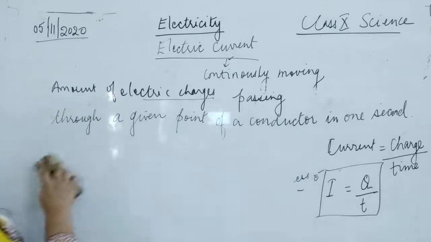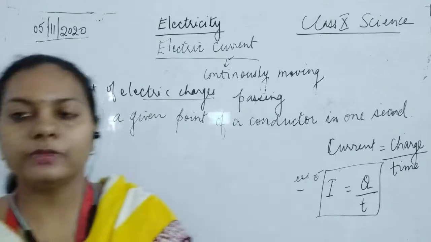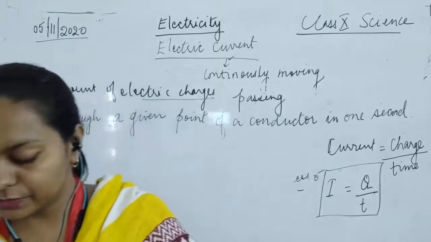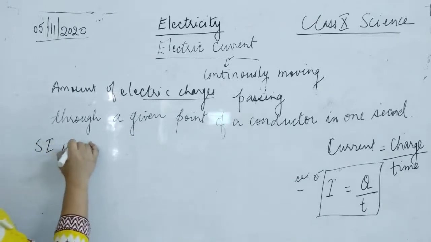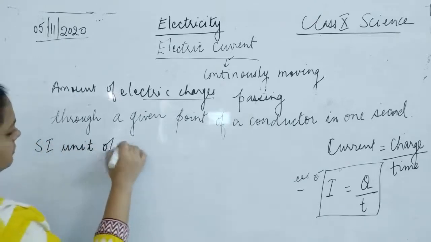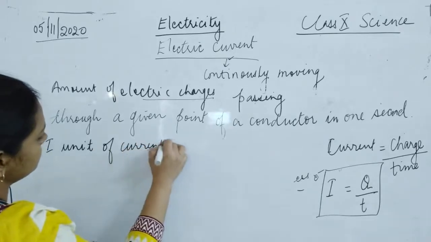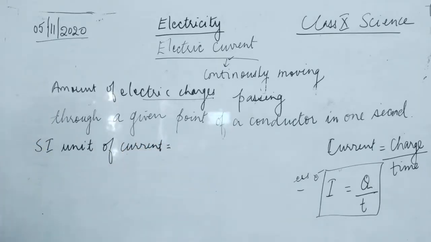ठीक है, तो what will be its SI unit? What will be the SI unit of current, children? SI unit of current is always known to be ampere.